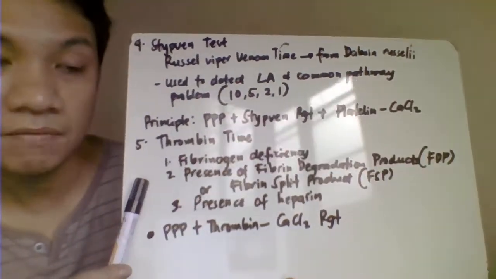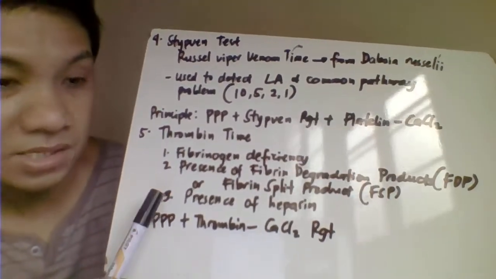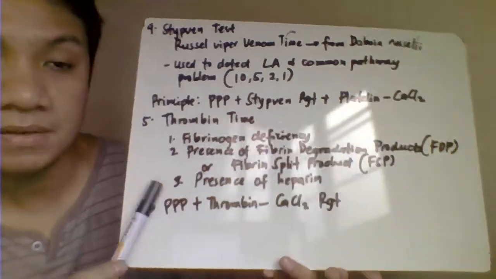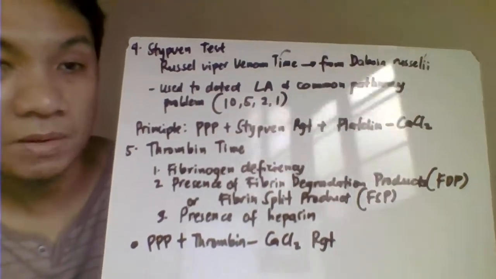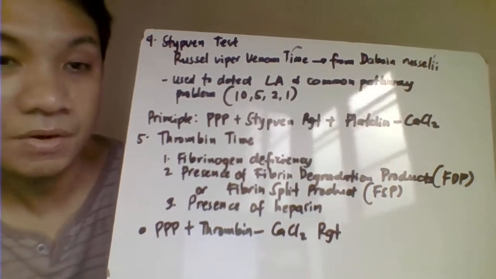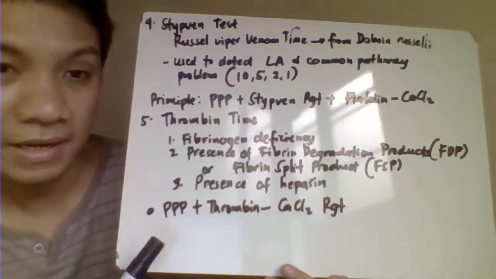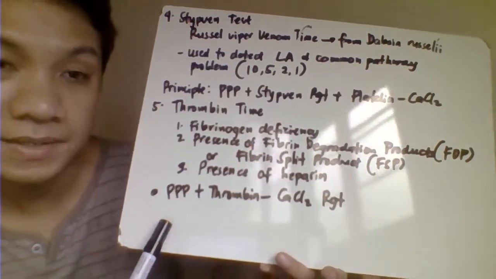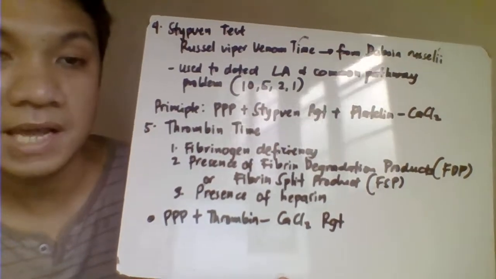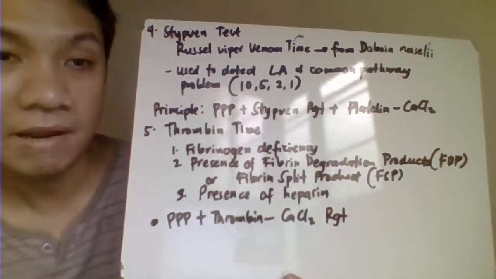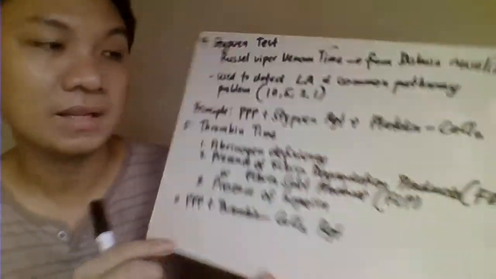Okay, so that includes your afibrinogenemia, wala kang fibrinogen, hypo, or dysfibrinogenemia na mababa ang ating fibrinogen concentration. Another one, the presence of your fibrin degradation products, fibrin split products. Another one is the presence of your heparin. If the patient is on heparin therapy, it will affect the results of your thrombin time, it will have here the prolonged na test results. Again, we have your platelet poor plasma pa din ang sample natin, plus your thrombin calcium chloride reagent, and you try to observe for the clot formation as your end result for that.